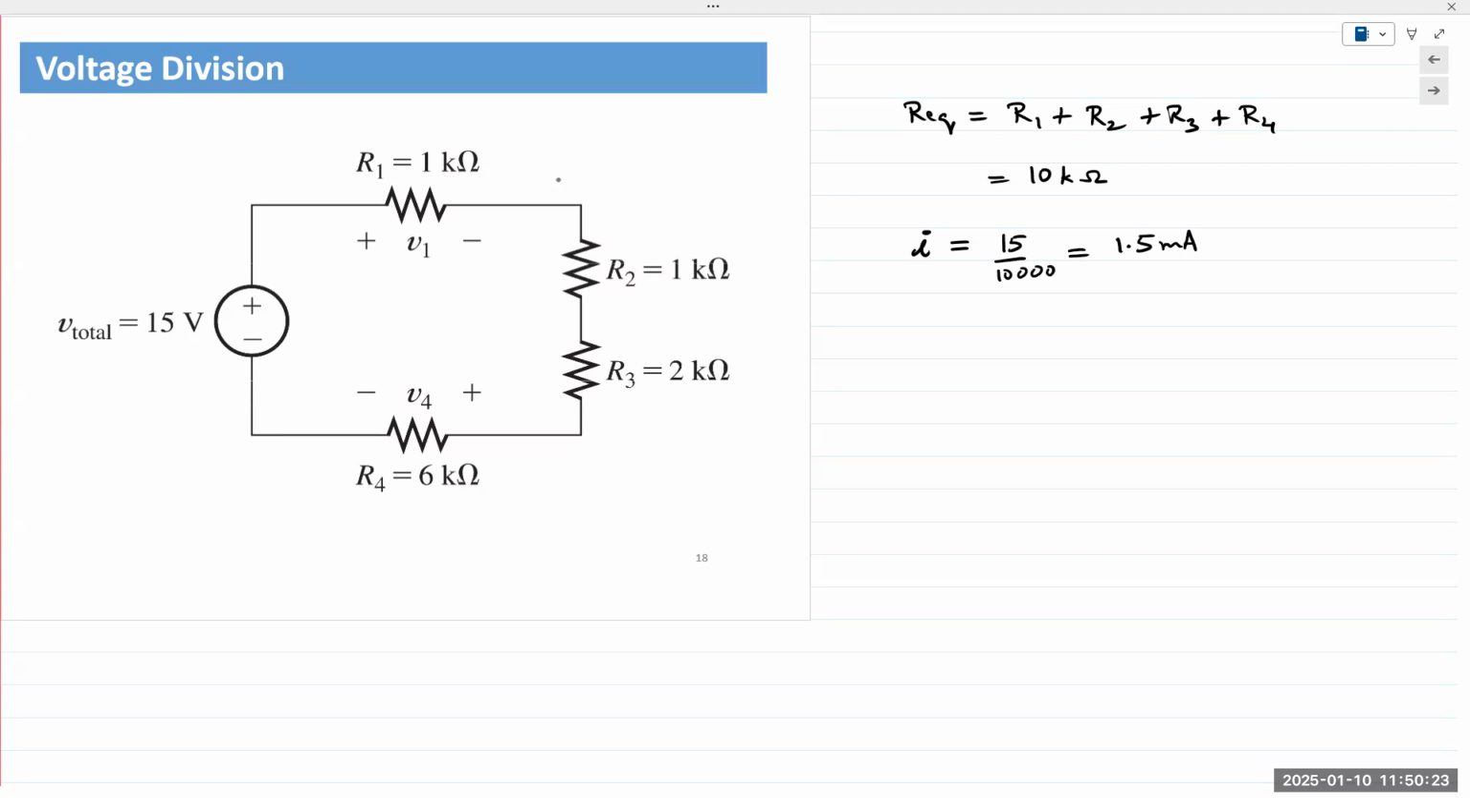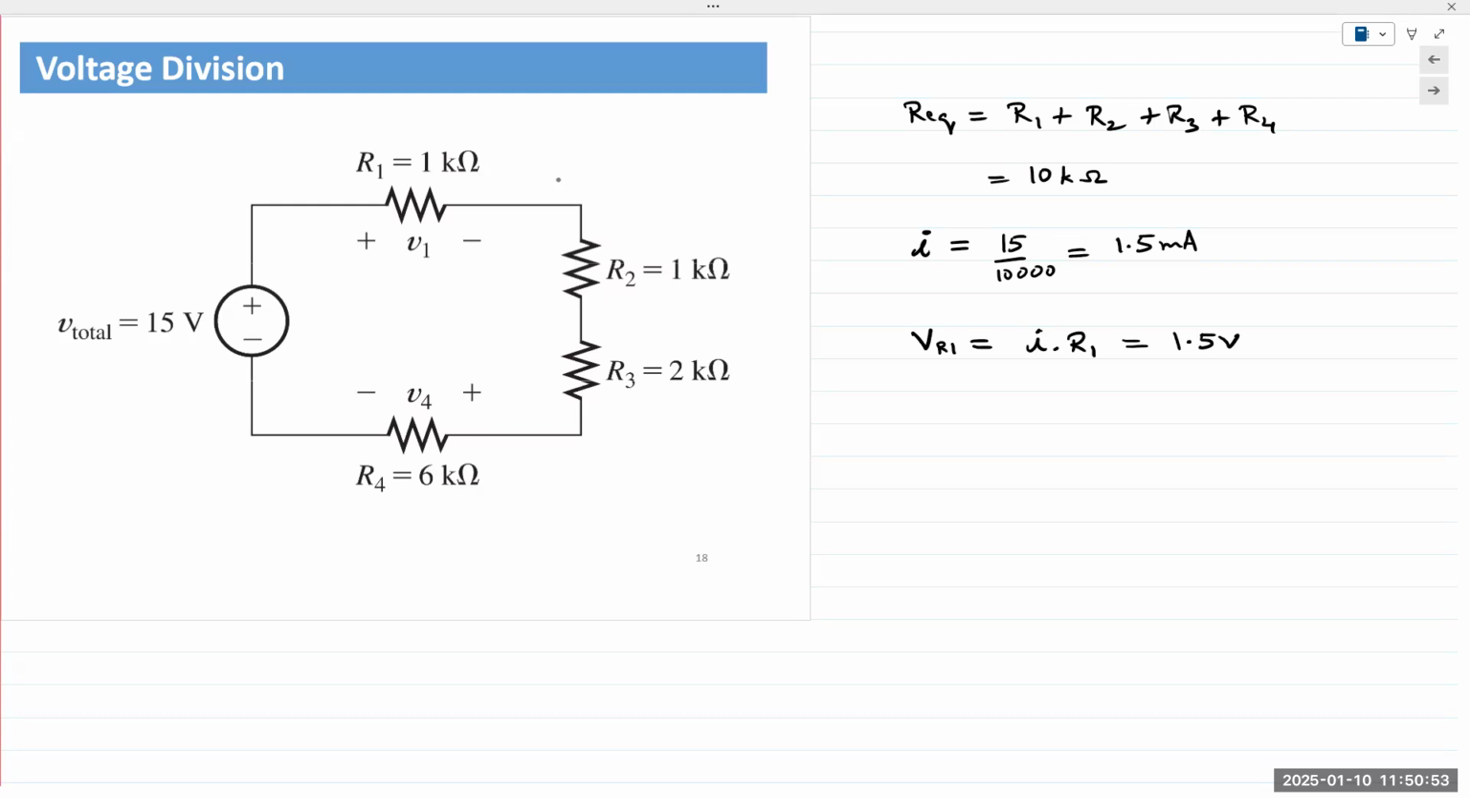So I can write VR1. In this case, we are using two subscripts, but VR1 is simply referring to the voltage across element R1. Okay, so it's not actually two subscripts in that sense. So VR1 would simply be I times R1. And we can write it's 1.5 milliamps times 1 kilo ohm, be 1.5 volts.